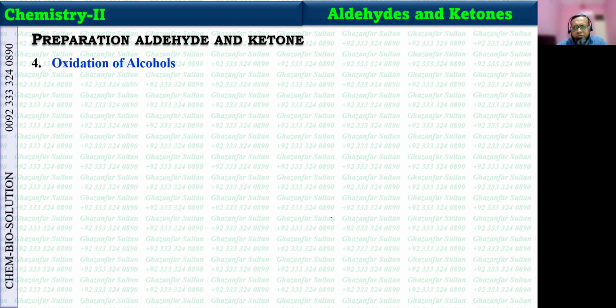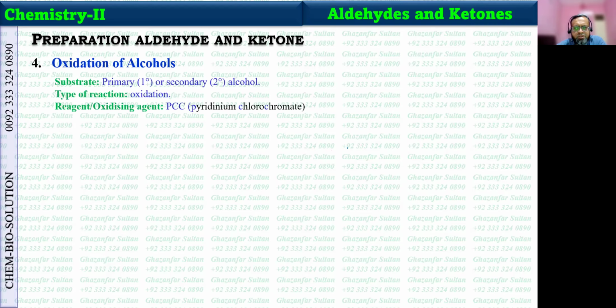Now see, oxidation of alcohol, although it was also oxidation, but that was the oxidative cleavage where carbon chain length decreases. Carbon-carbon bond is cleaved where alcohol groups were attached. Now the substrate is primary and secondary alcohol. Remember that tertiary alcohols cannot be oxidized by some of the reagents. Type of reaction is oxidation.